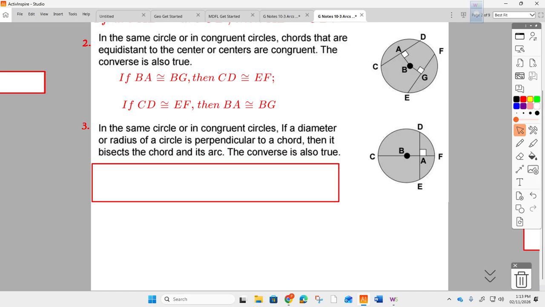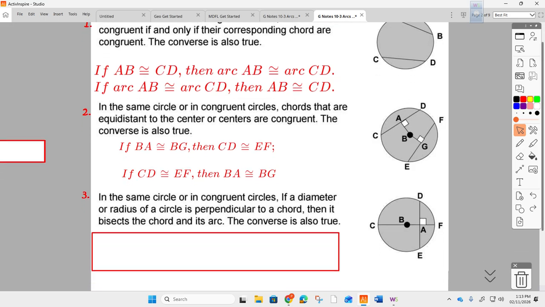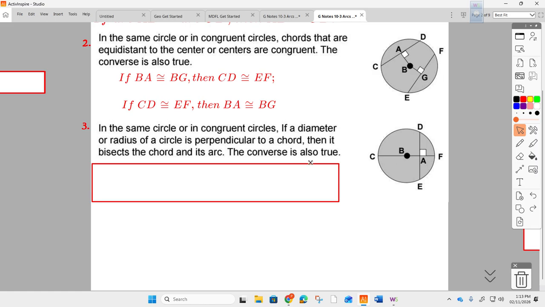So these pictures that you see are going to be your hints when you're working problems that have diagrams that look similar. If you're wondering what rule you want to use, come back to this page and find the picture that looks like the picture in the problem.